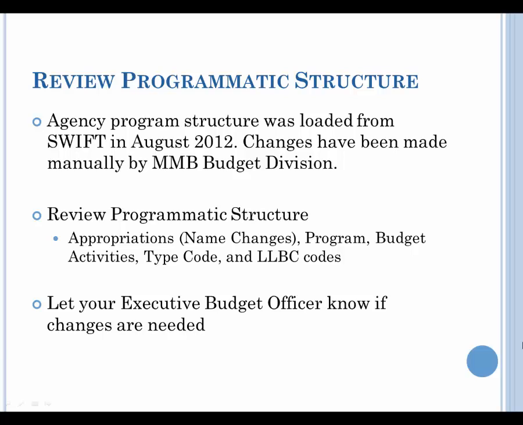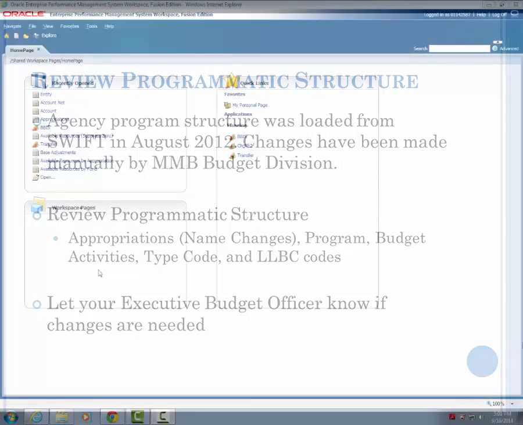MMB has been reviewing SWIFT to identify programmatic changes that have occurred in the last year. However, they may not have caught all of the changes that need to be made. The first thing an agency should do is run their programmatic structure report.